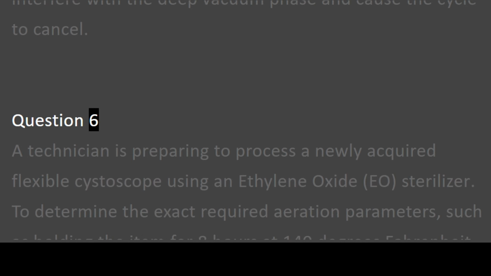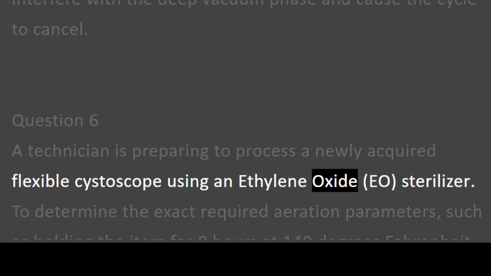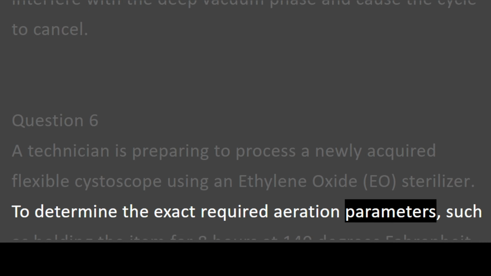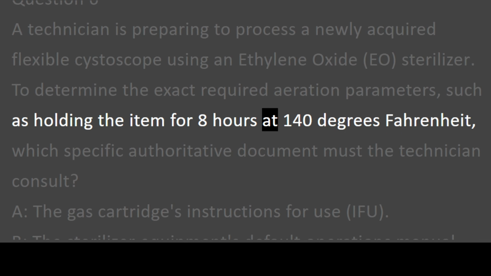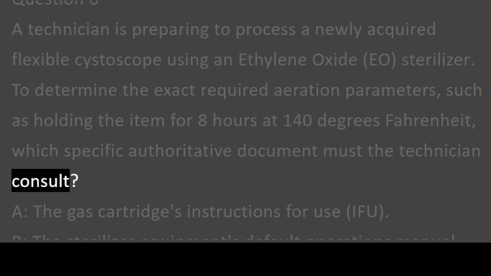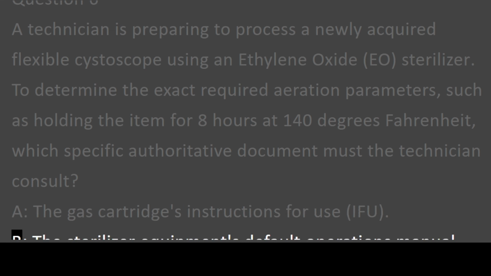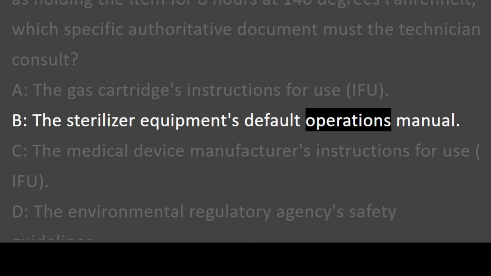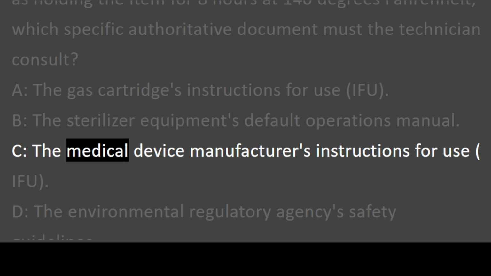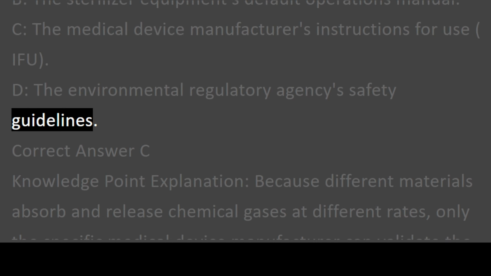Question 6. A technician is preparing to process a newly acquired flexible cystoscope using an ethylene oxide, EO, sterilizer. To determine the exact required aeration parameters, such as holding the item for 8 hours at 140 degrees Fahrenheit, which specific authoritative document must the technician consult? A. The gas cartridge's instructions for use, IFU. B. The sterilizer equipment's default operations manual. C. The medical device manufacturer's instructions for use, IFU. D. The Environmental Regulatory Agency's safety guidelines.